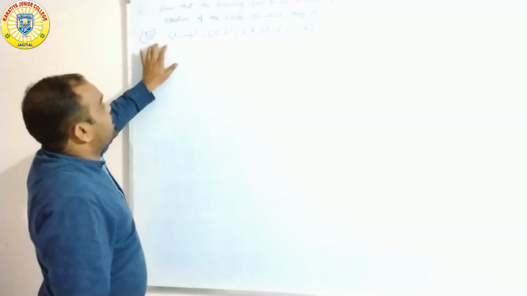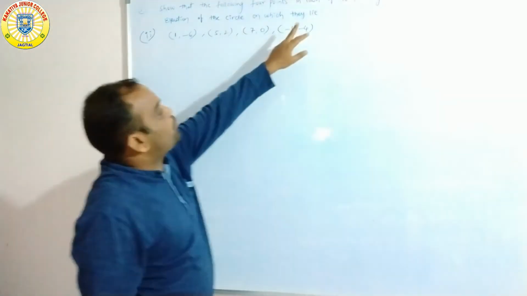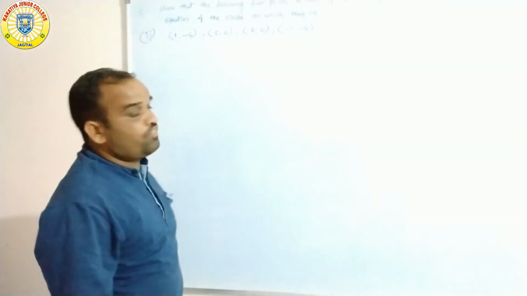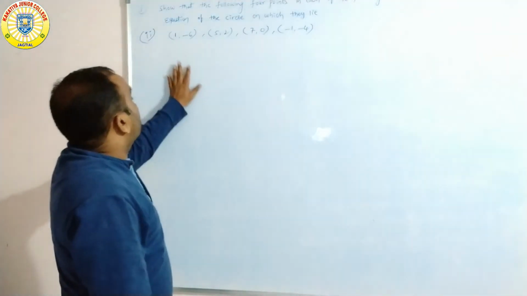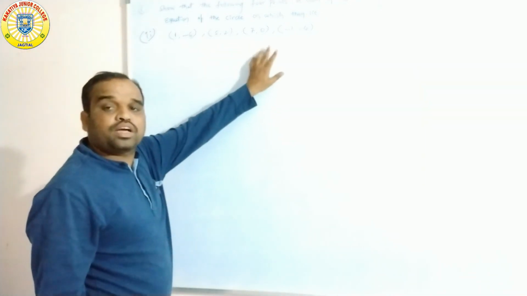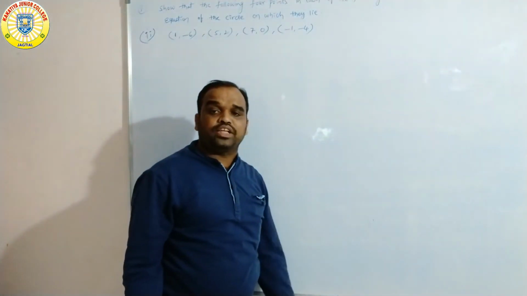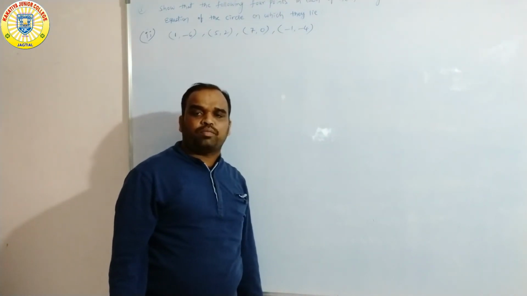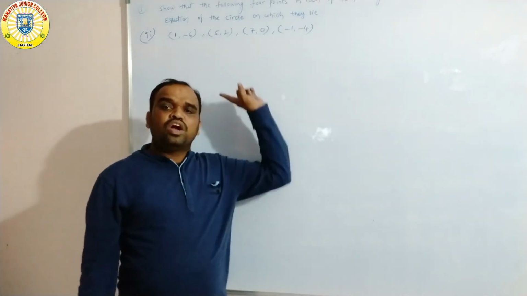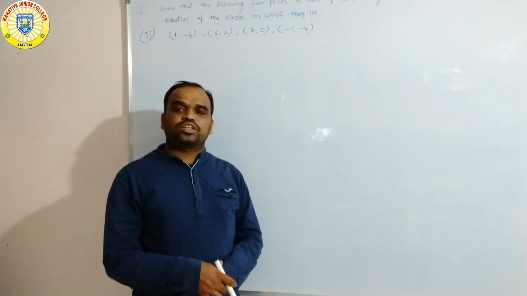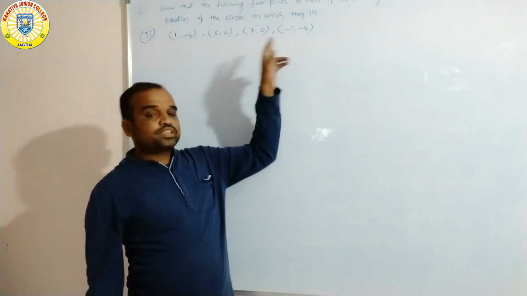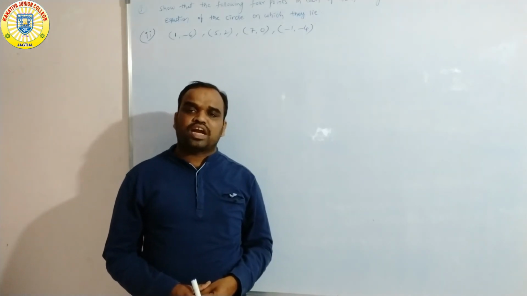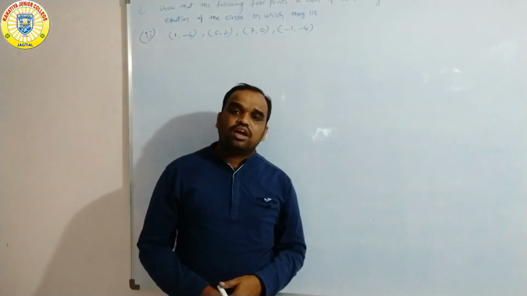Third question, second one. Show that the following 4 points in each of the following are concyclic and find the equation of circle on which they lie. See here: 1 comma minus 6, 5 comma 2, 7 comma 0, minus 1 comma minus 4. We are showing these 4 points concyclic. As in the previous problem, this problem is the same. First we find the circle equation passing through the 3 points. Then the fourth point is substituted in that circle equation. If it is satisfying the circle equation, the given 4 points are concyclic. If it is not satisfying the circle equation, the given 4 points are non-concyclic.